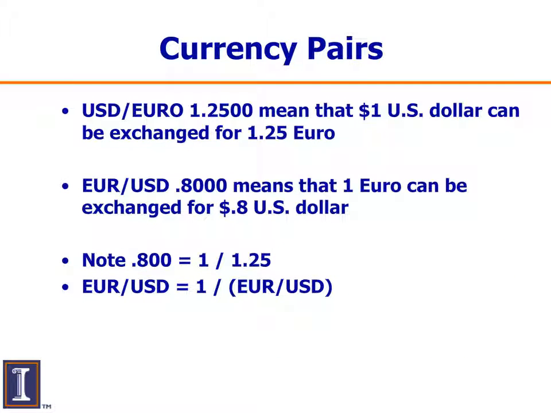Just a couple more notes here about currencies and stating of exchange rates. Here we wrote the US dollar to euro 1.25, and what that means is that 1 US dollar can be exchanged for 1.25 euros. That would also mean that the euro to US dollar would be 0.8, and that means that 1 euro can be exchanged for 0.8 US dollars. Note that those are reciprocals of one another. The 0.8 equals 1 divided by the 1.25 US dollar to euro exchange rate, so they do have to be reciprocals of one another.